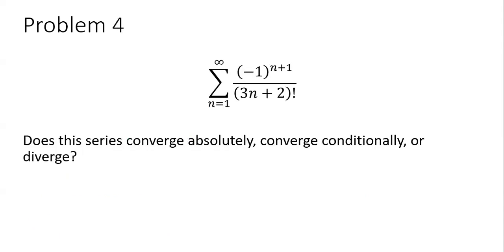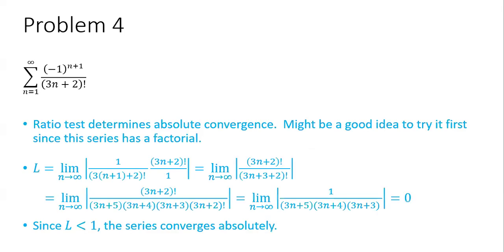Number 4, does this series converge absolutely, converge conditionally, or does it diverge? All right. We probably want to use the ratio test because if the result of the ratio test is less than 1, the ratio test says that the series is absolutely convergent. So maybe let's directly try to use the ratio test right from the beginning. And it's probably a good idea to use that because there's a factorial in this series. Remember, the ratio test gets rid of factorials nicely.